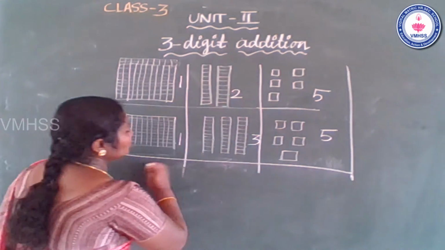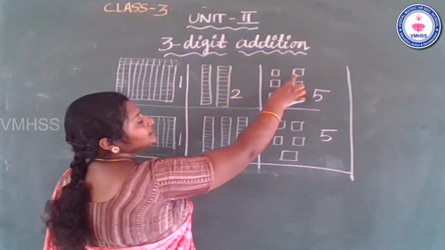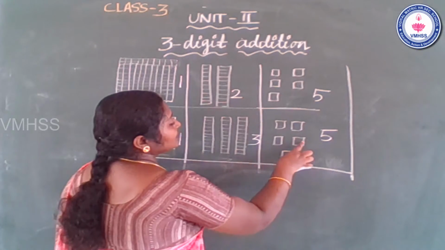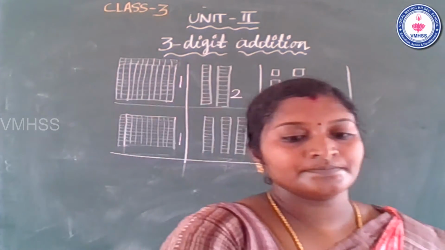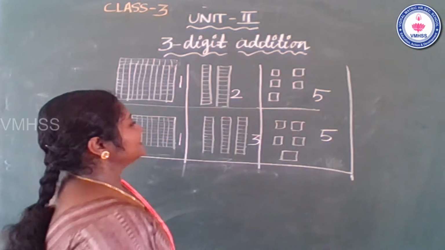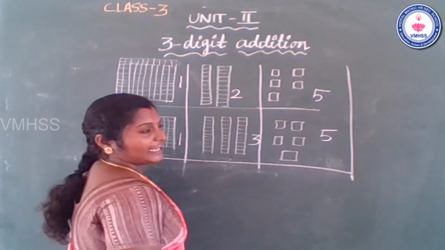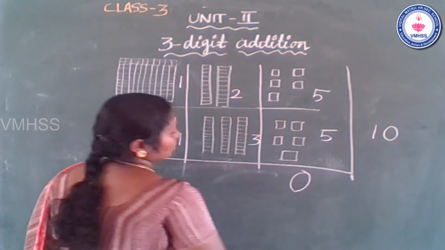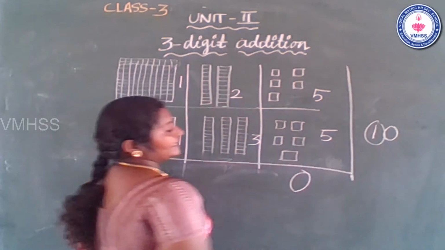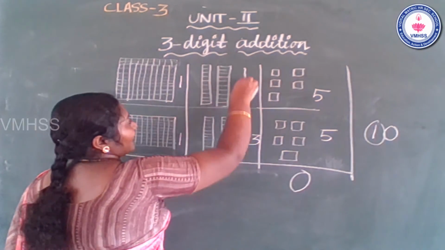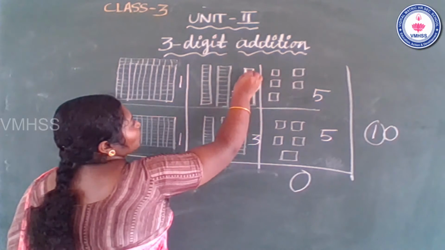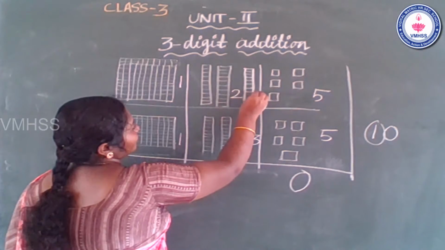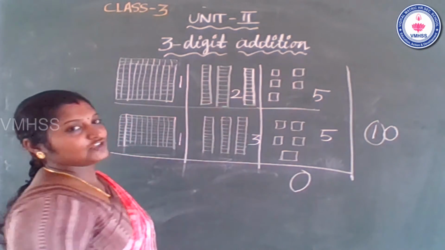Okay. Now we go to adding. So 1, 2, 3, 4, 5, 6, 7, 8, 9, 10. Okay, students. So 5 plus 5, 10. Okay. 5 plus 5, 10. So 0. So 1. So adding 10, over to the next place. So adding 1, 10. Second place. 1, 2, 3, 4, 5, 6, 7, 8, 9, and 10.